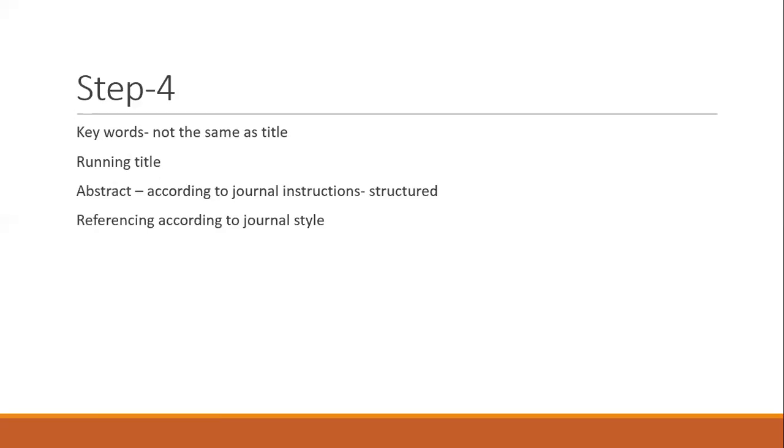Abstract must be according to the journal instructions. Some journals require a structured abstract with relevant side headings. Some require just a narrative abstract. So based on that, you need to write an abstract. Referencing, like I said before, must be in the journal style.